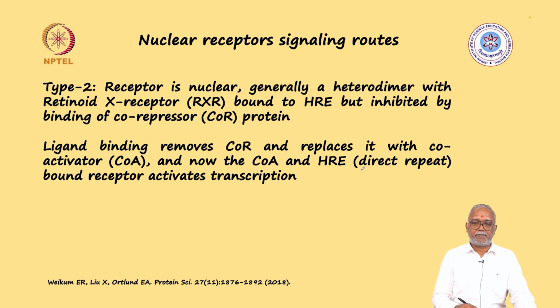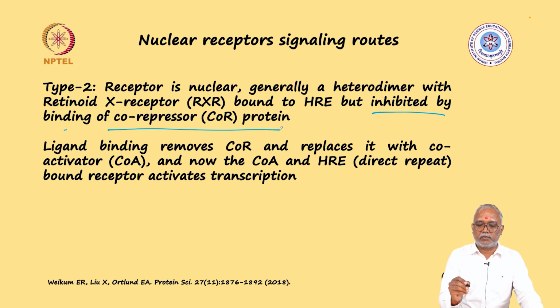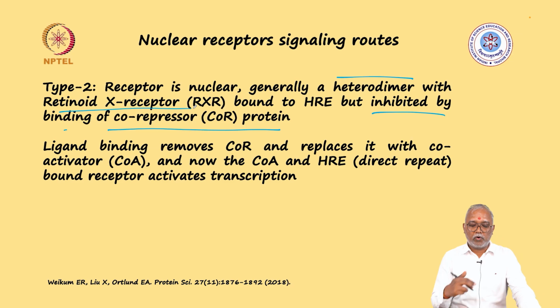The type 2 receptors are generally nuclear receptors. They are not in the cytosol; they are present in the nucleus, and they are inhibited by binding of a co-repressor molecule. These receptors are generally heterodimers, forming a heterodimer with retinoid X receptor. Both are nuclear receptors, but they exist as a heterodimer, and they are present in the nucleus in an inhibited state with the binding of co-repressor protein.